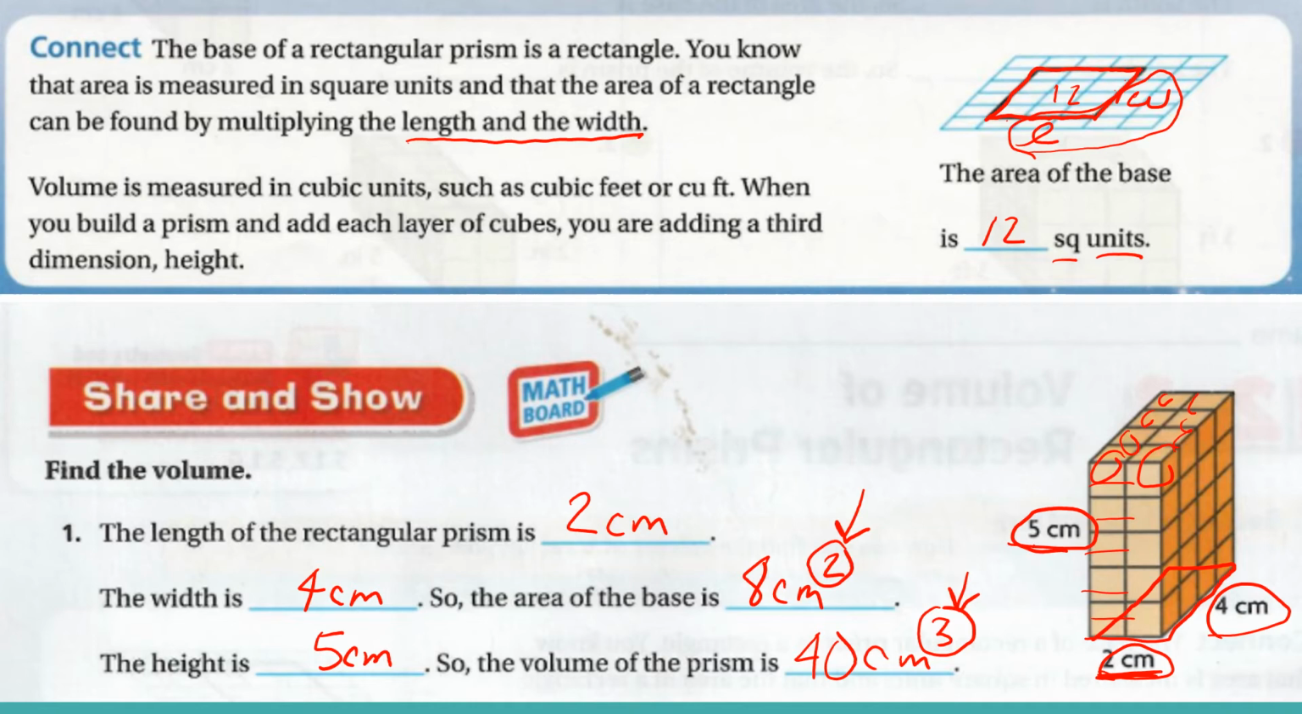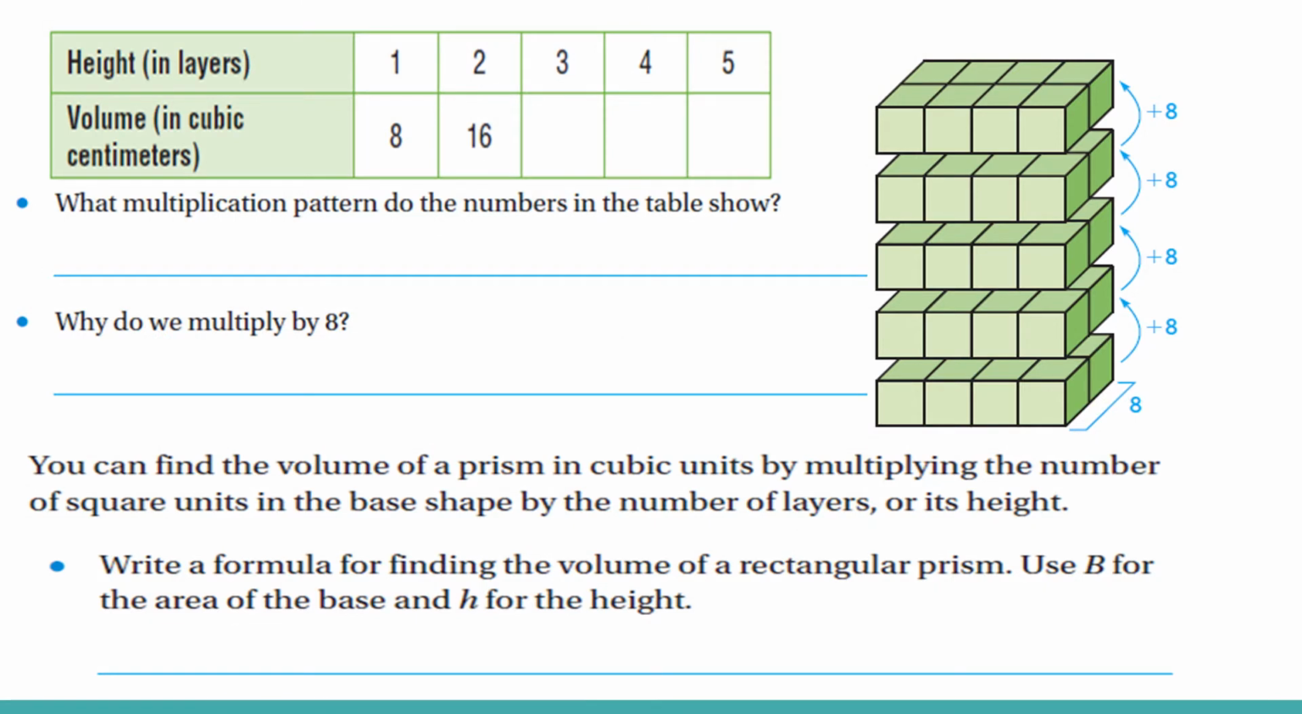Now, and again, all this is the long way. I'm about to show you the mathematical shortcut. And this is what that layers looks like, okay? So if I look at my layers here, in each layer, there are how many cubic units? That's right, there's 8 in each layer. I have 1, 2, 3, 4, 5 layers. So one layer will yield 8 cubic units. So what multiplication pattern do the numbers in the table show? They show multiplying by 8. We're multiplying by 8.